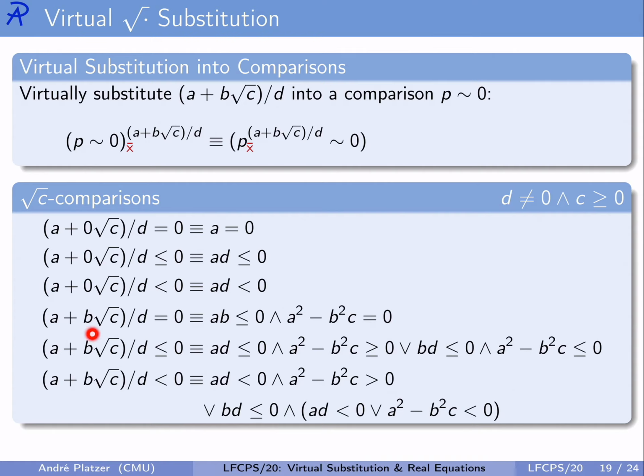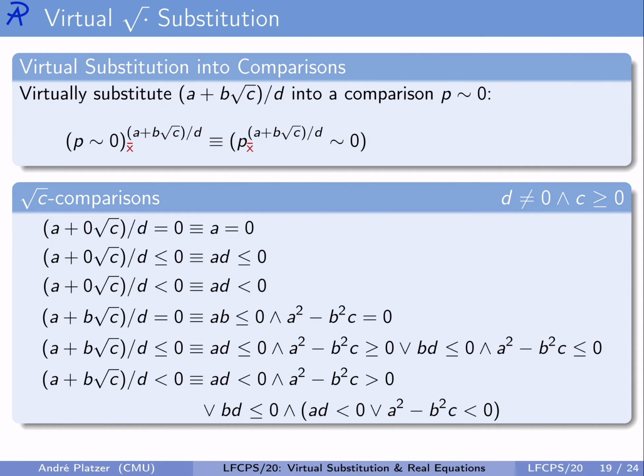So a plus b square root c over d could also be 0 because the two things cancel out. So for example, if a times b is less or equal 0, that means a and b have opposite signs, but their squares are equal. So a square is the same as b square times c, which is the square of square root of c. Then they have the same absolute values, but they have opposing signs. So of course they cancel and give us a 0. It's more arithmetic, but it's still not mentioning any square roots, not mentioning any divisions.